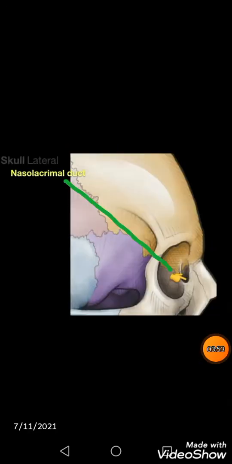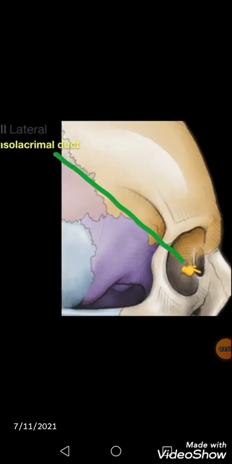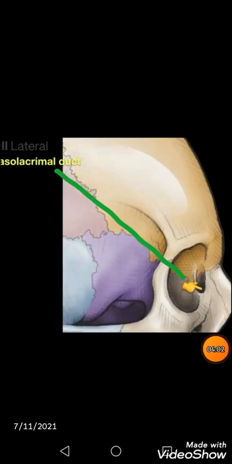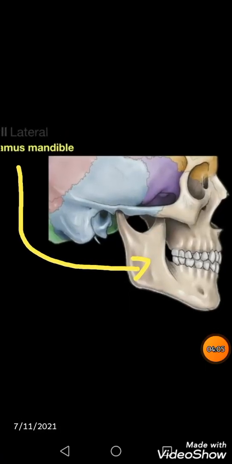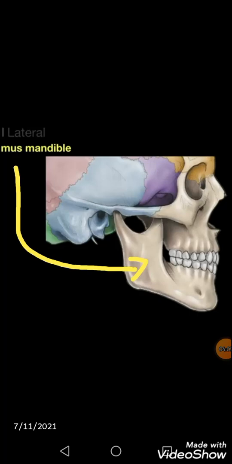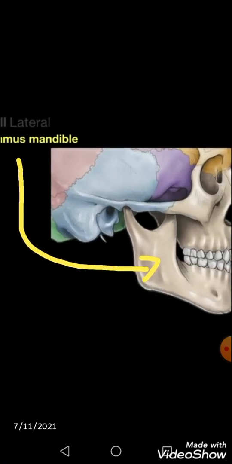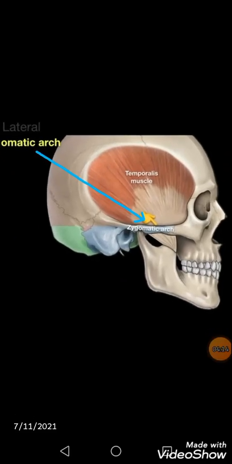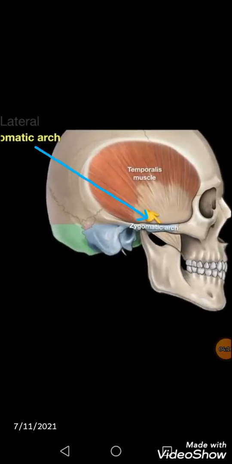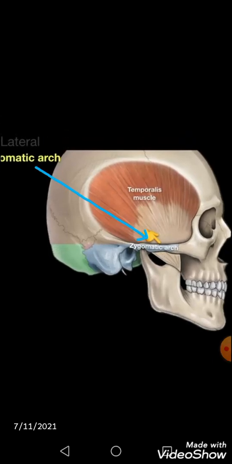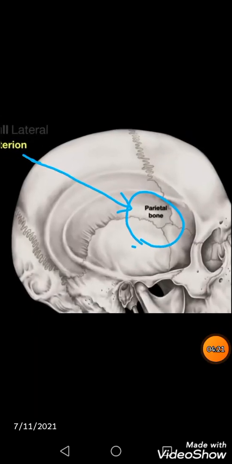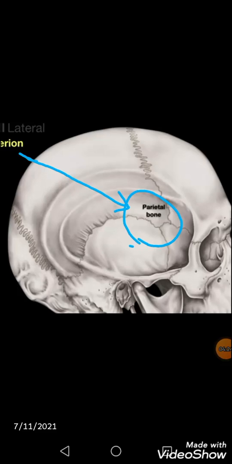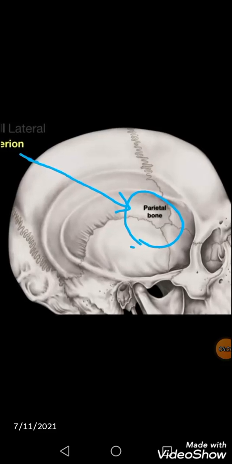Now this is the placement of the nasolacrimal duct along the lacrimal bone, and it is supposed to open into your nasal cavity. Now here you can observe the mandible, especially its ramus and the two processes, the condylar and the coronoid. Here you can see the zygomatic arch, and in the temporal fossa the temporalis muscle lies. Here the pterion point is marked and being encircled with the blue lines.